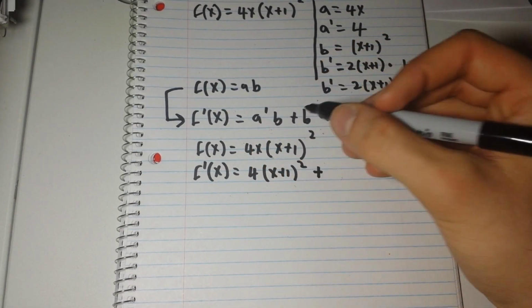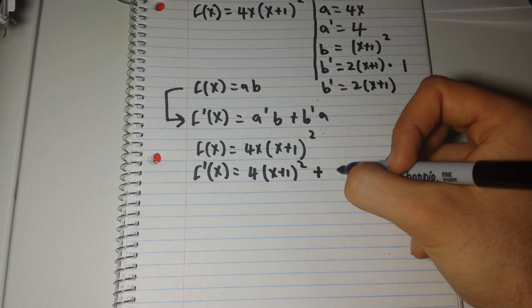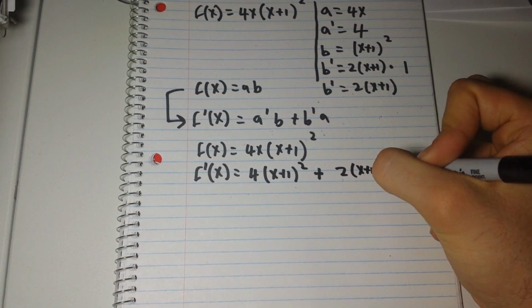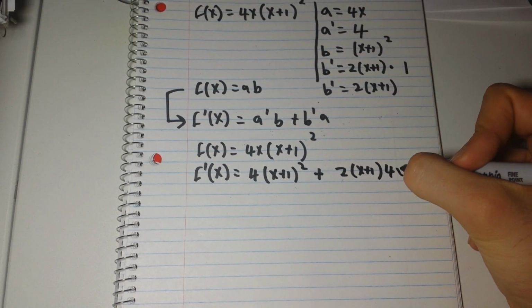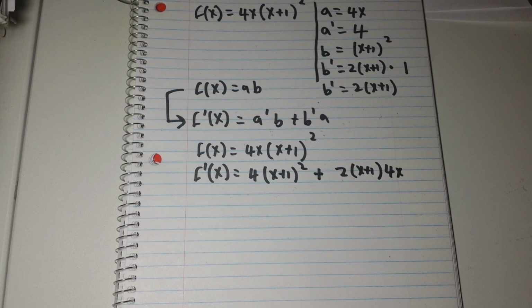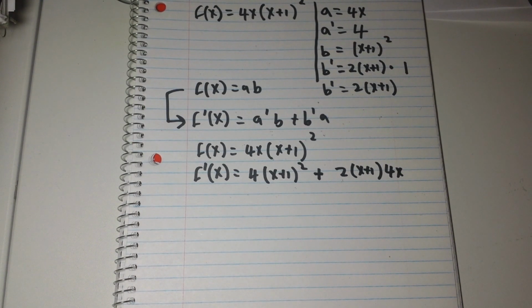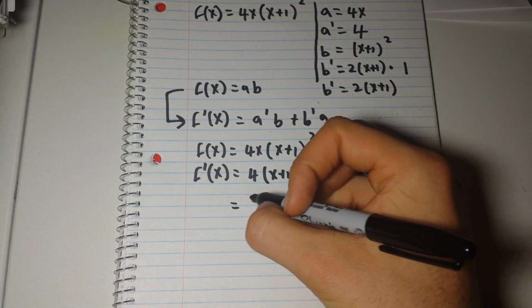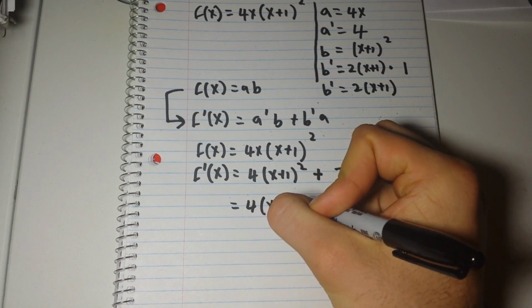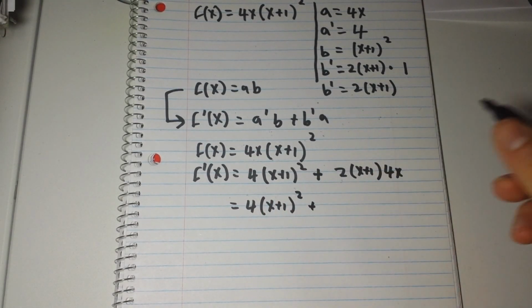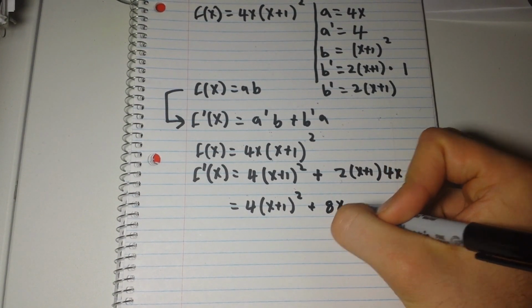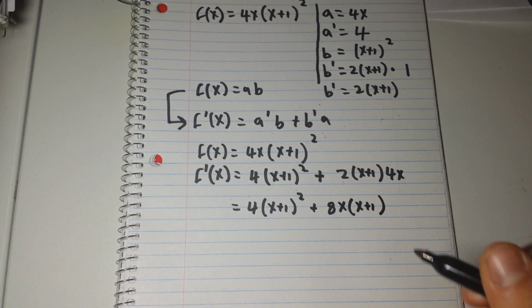Plus, there's our first term, a prime b, plus b prime a. So we're going to have 2 times x plus 1 times 4x. Now, a lot of simplification possible here. In all honesty, it's even possible to open this up because it's only a square and to completely expand. Some teachers ask for it, some teachers don't. I'm sure you guys are competent at that, so I do not feel the need to display that. So here we're just going to write 4 times x plus 1 squared plus 4x times 2 will give us 8x times x plus 1. And I mean, we can factor in x plus 1, but I think it's a little redundant here.